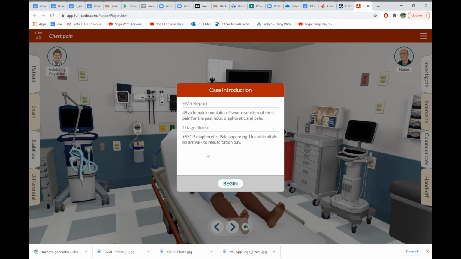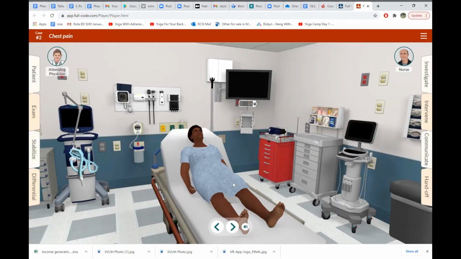Okay, this is similar to our Mary Murphy, and this is FullCode. So we'll see what it looks like when we get into it. So, begin.